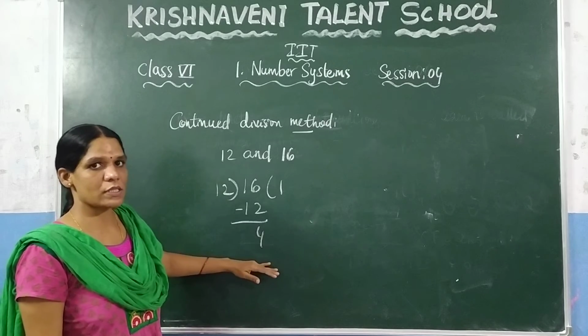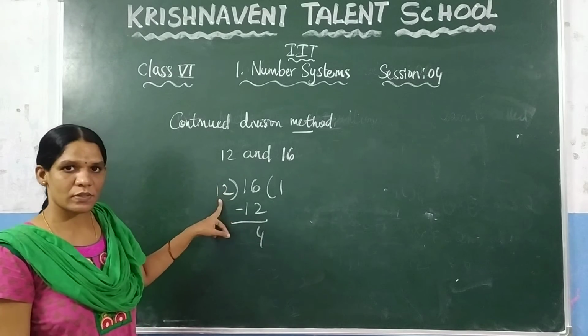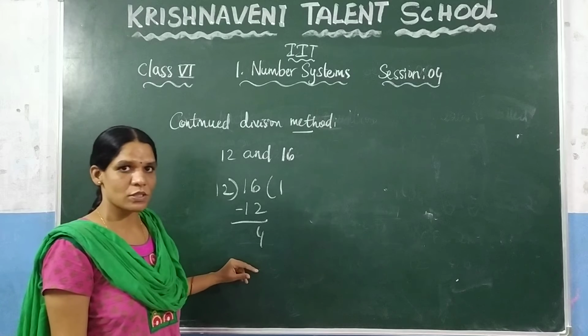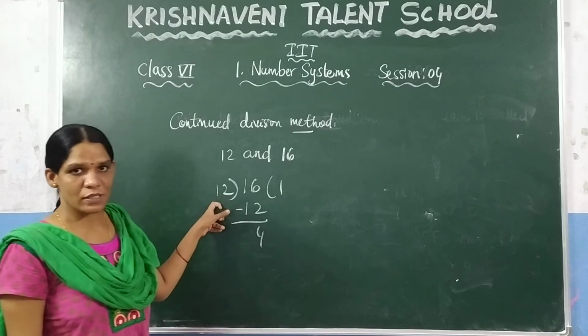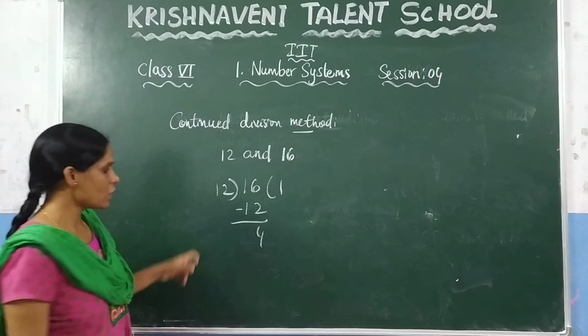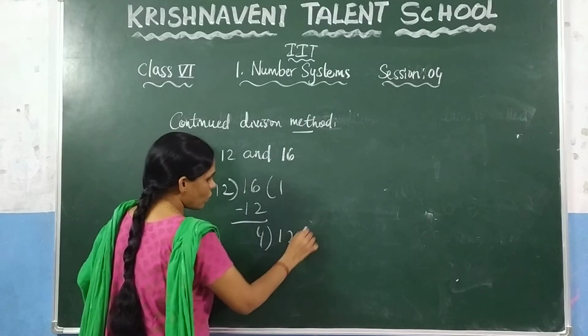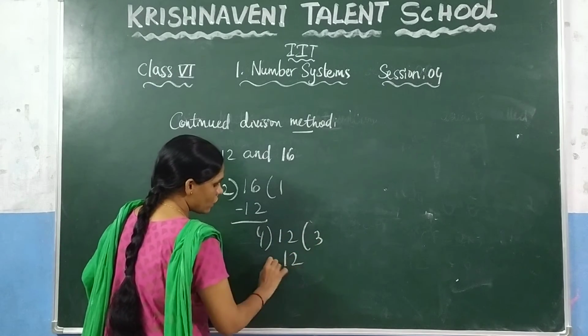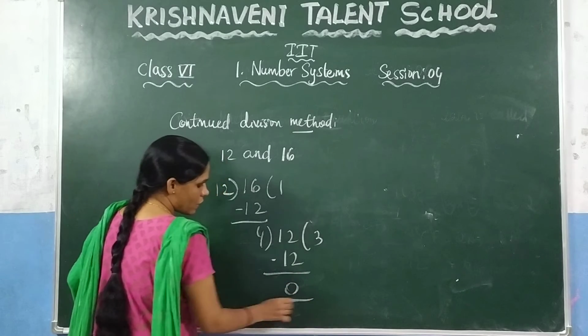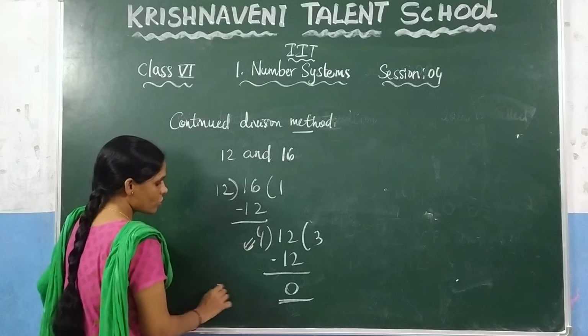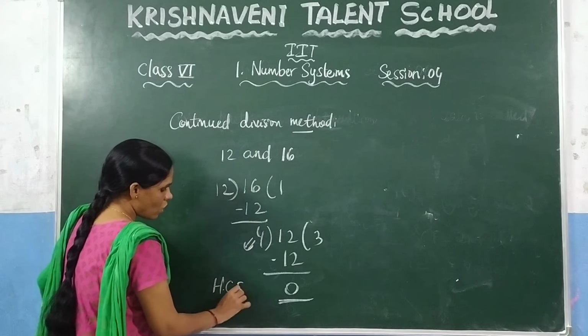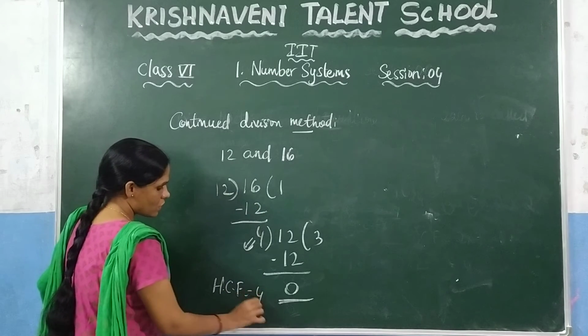If the remainder is 0, then we can say that this divisor is the HCF. Since the remainder is not 0, again you need to divide the divisor by this remainder. What is the divisor here? 12. So again divide it. What do we get here? 4 3s are 12. Now you are getting the remainder as 0. So what is the last divisor in this case? Which is 4. So we can say that the HCF of 12 and 16 is 4.